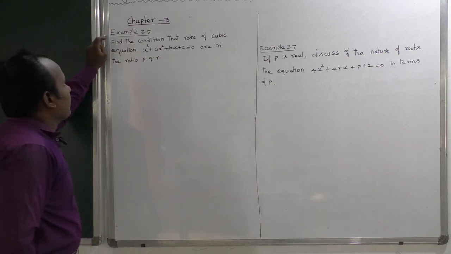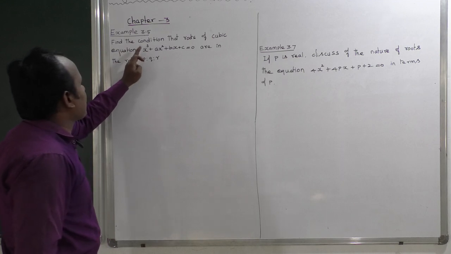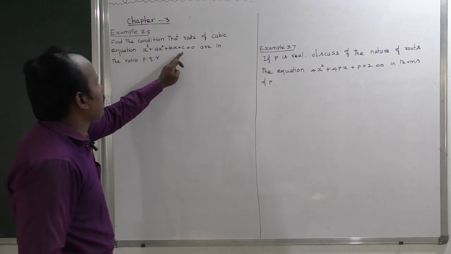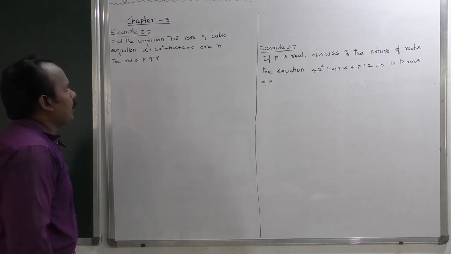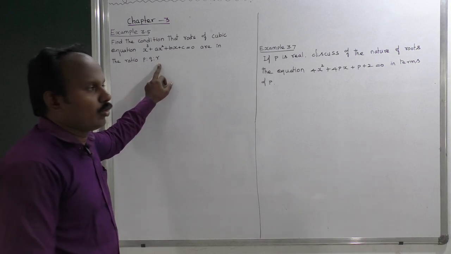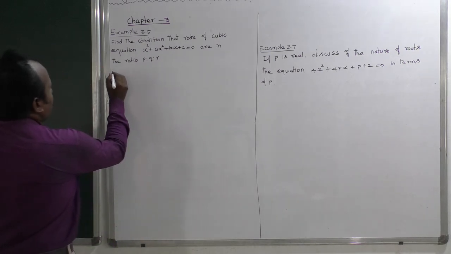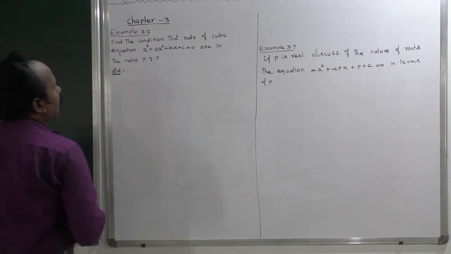Chapter 3, example 3.5: find the condition that the roots of the cubic equation x cube plus a x square plus b x plus c equal to 0 are in the ratio p is to q is to r.